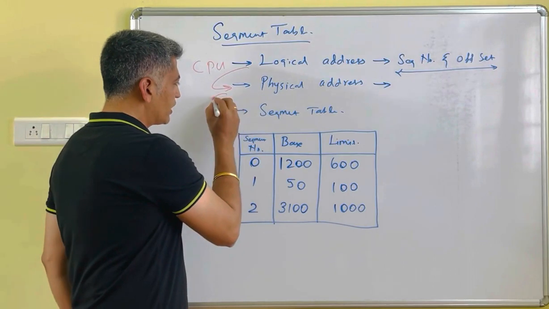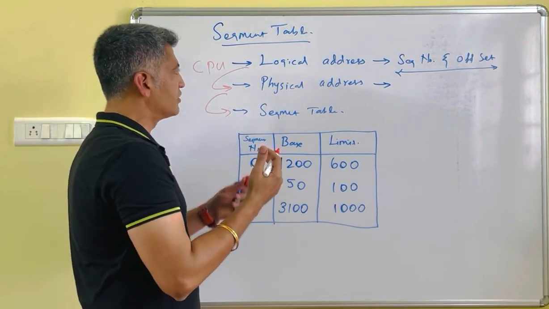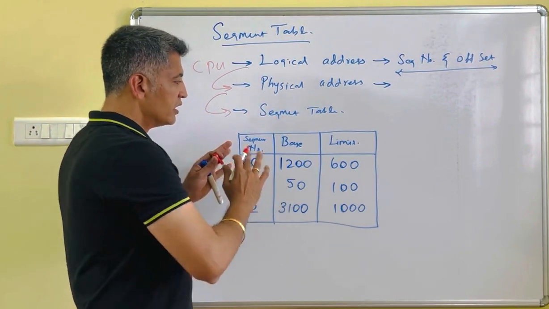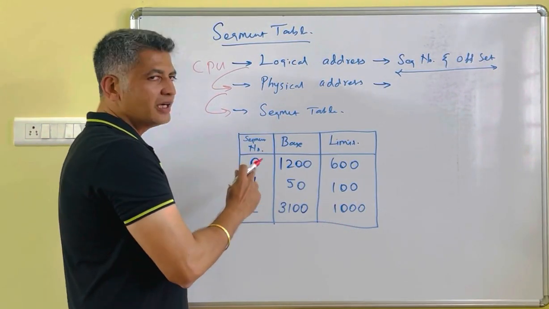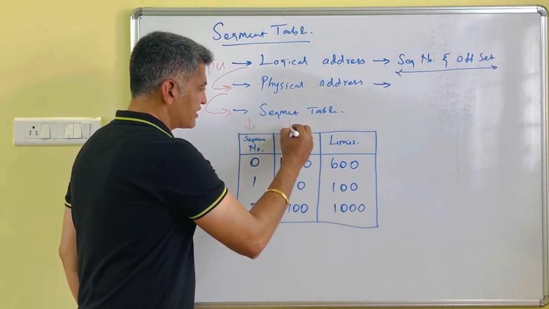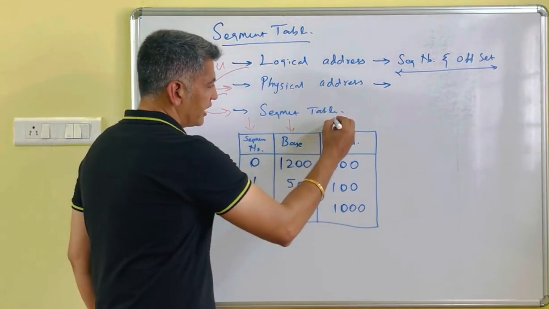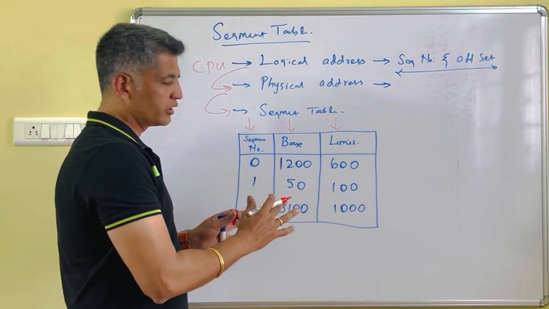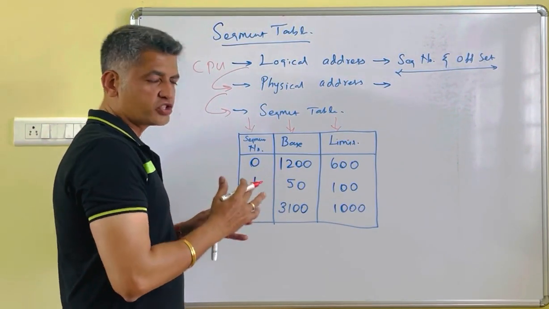While converting this logical address to a physical address, you need to verify the segment table. The segment table has three different components: one is the segment number, the second is the base address, and the third is the limit. These three components will be there inside the segment table.